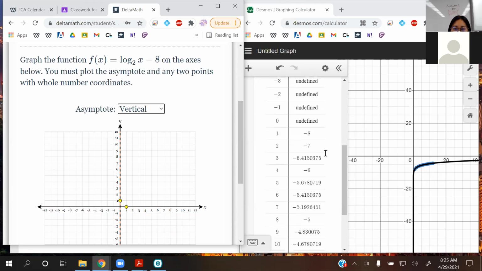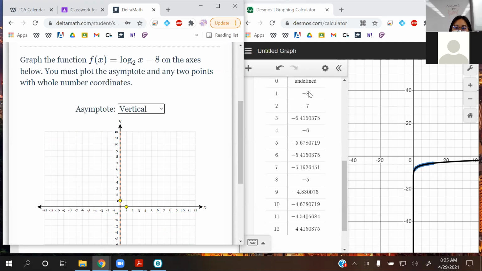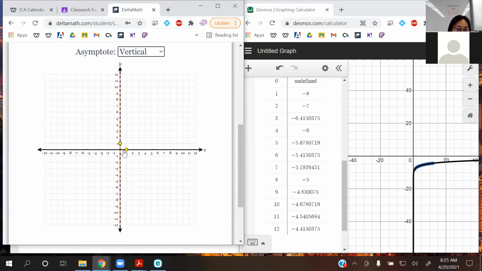Okay. Then you just find any whole number points, like 1, negative 8. So let me put that there. And then 2, negative 7. There you have it. That's your graph.